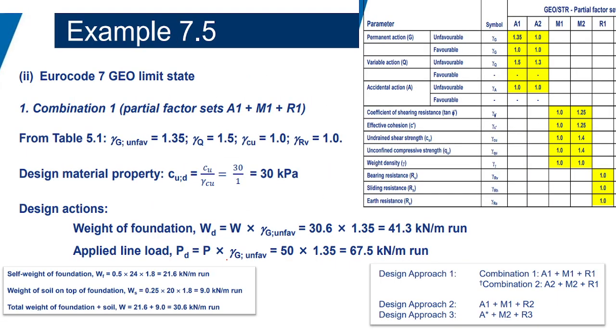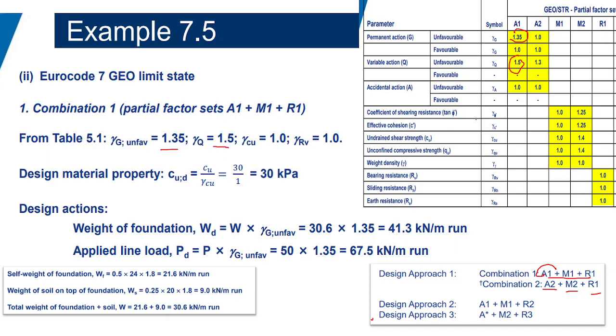Now, check the Eurocode. According to the problem, we are to check using Design Approach 1. So in Design Approach 1, there are 2 combinations. You have here the first combination, A1, M1, and R1, and then the second one is A2, M2, and R1. First, we identify A1. Where is A1? This is 1.35 and 1.5. That's why you have here 1.35 and 1.5.